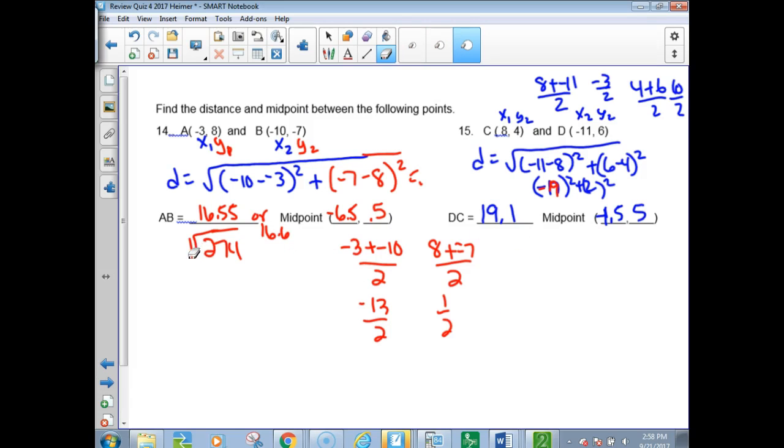Okay, the answer to 14 is either 6.6 or 6.55, depending on how you rounded. DC is 19.1. Do you want to go over these? Or one of them at least, or what?